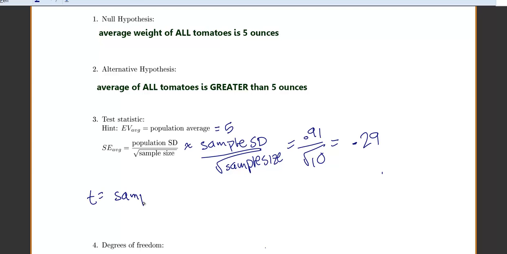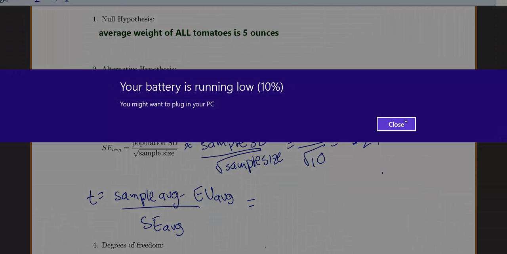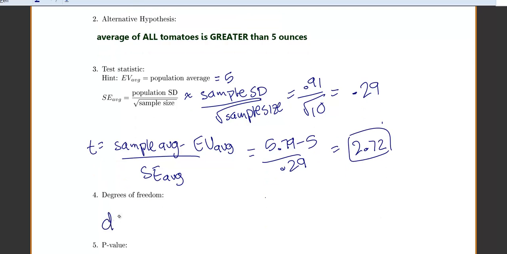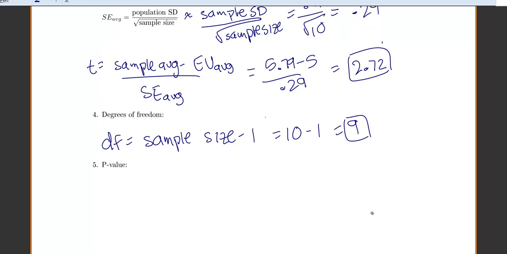And T equals my sample average minus the expected value for the average over the standard error for the average. My sample average was 5.79 minus 5 over 0.29, which gives me 2.72. So that's my test statistic T. Now for degrees of freedom, it's your sample size minus 1, so 10 minus 1, which gives me 9. So that's my degrees of freedom.